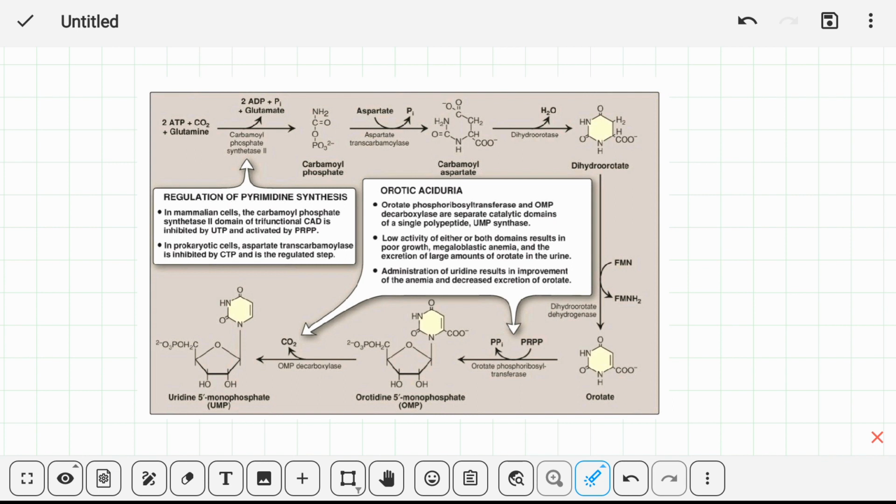The other two major characteristics present in patients with orotic aciduria are poor growth and megaloblastic anemia. So if a patient presents with megaloblastic anemia, poor growth, and appearance of large amounts of orotate in urine, it means that the patient has orotic aciduria. Administration of uridine to the patient can result in improvement of anemia and decreased excretion of orotate. That's pretty much about pyrimidine synthesis and orotic aciduria.